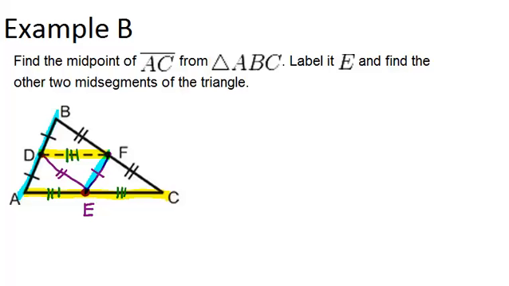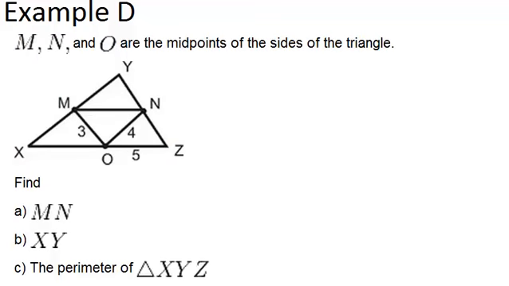At this point, we're going to jump to example D. In this example, it says M, N, and O are the midpoints of the sides of the triangle. And then we have to find 3 things: MN, XY, and the perimeter of XYZ. So first, because M, N, and O are midpoints, we can use that to figure out some information. So for example, because O is a midpoint, it means that if OZ is 5, XO must also be 5. That means the full length of XZ is 10.